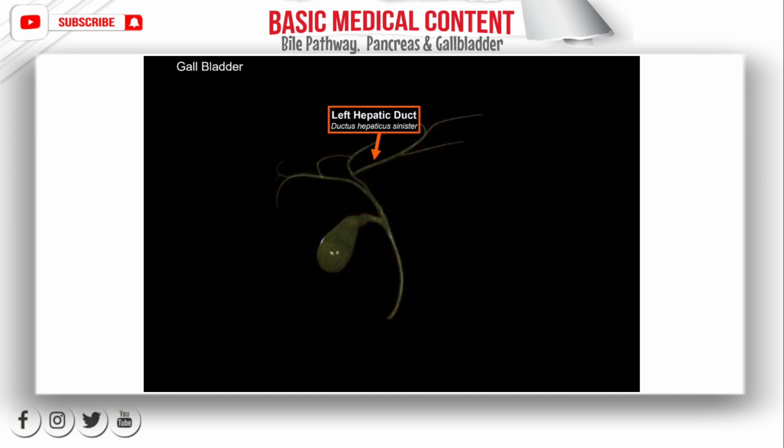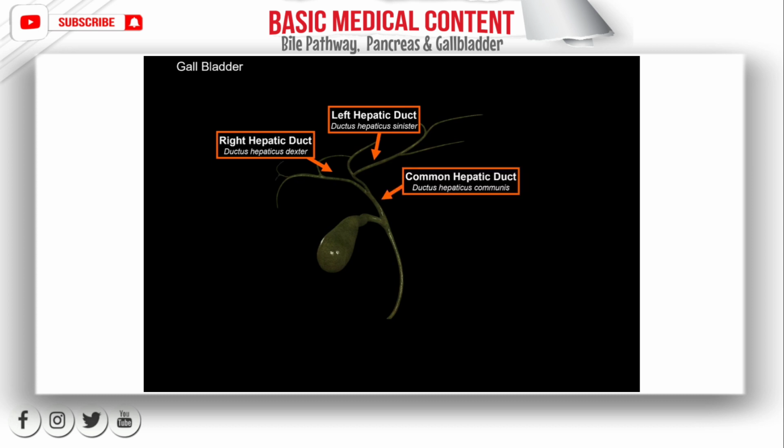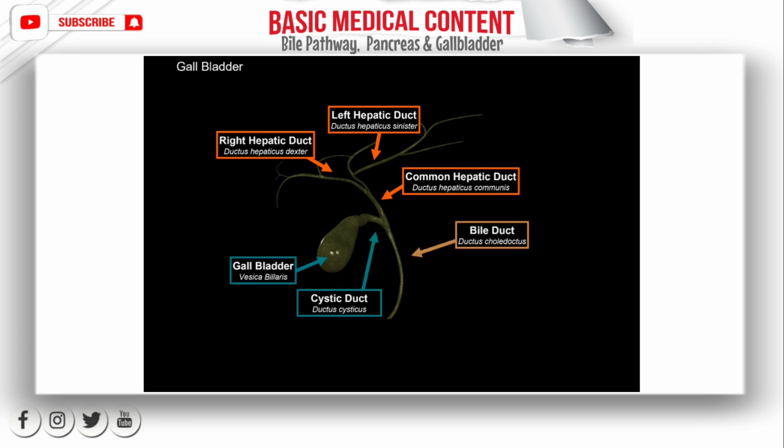Here again you see the left hepatic duct and the right hepatic duct. They come together and form the common hepatic duct. Then the gallbladder has the cystic duct, which unites with the common hepatic duct to form the bile duct.